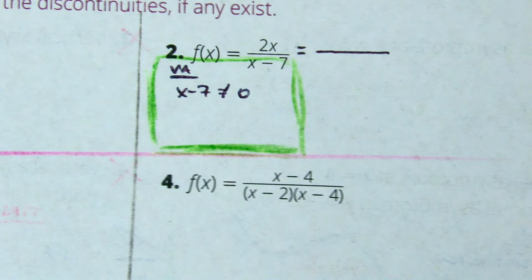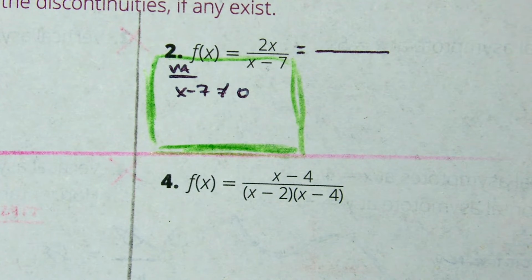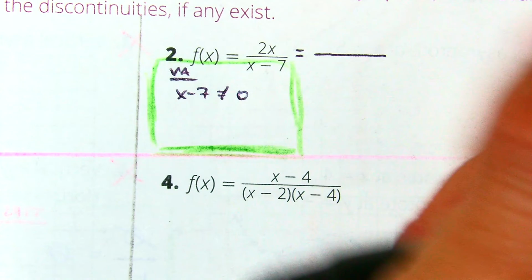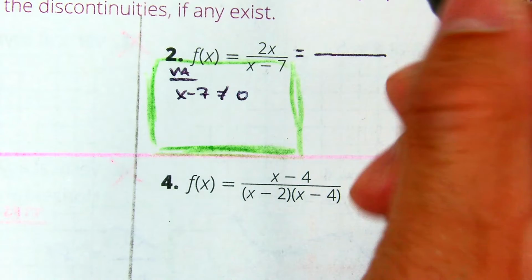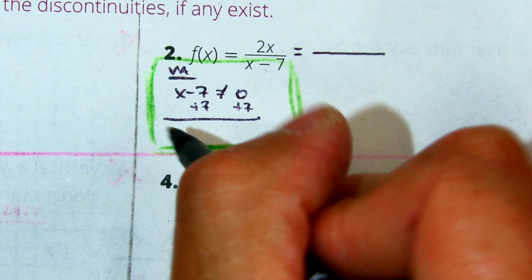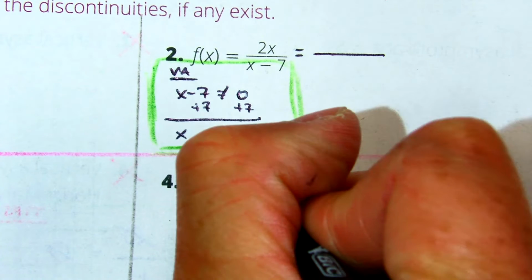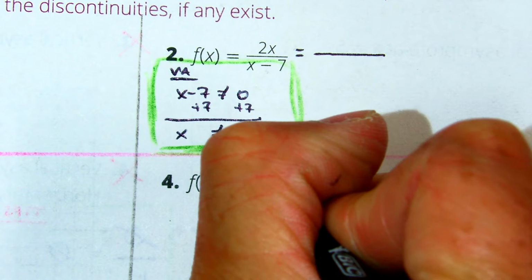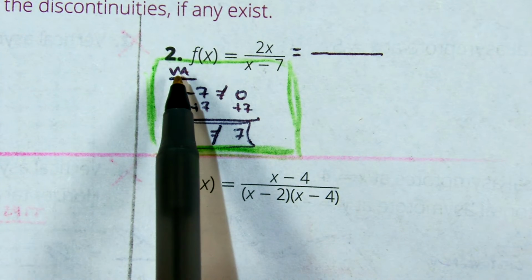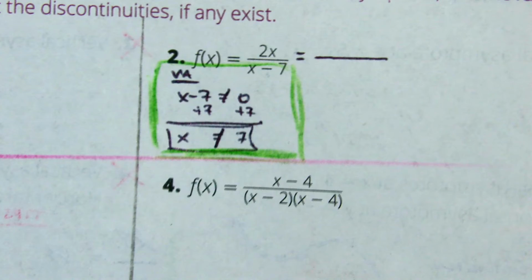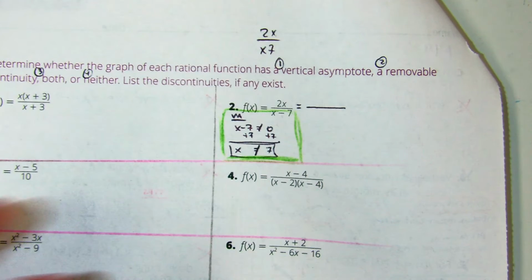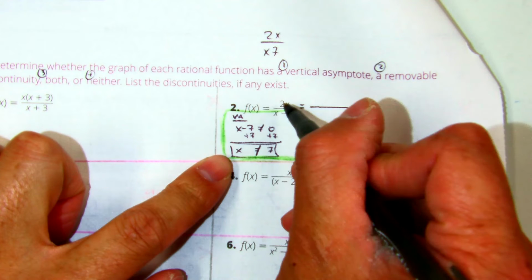Class, how do you solve for x? Remember, pretend that's an equal sign. How do you solve for x? Add 7. So our answer is? Not equal to plus 7. X is not equal to 7. So in this problem, there is only a vertical asymptote to answer the question. Why is there only a vertical asymptote? Because it was already factored.